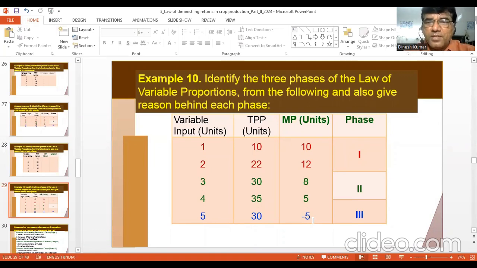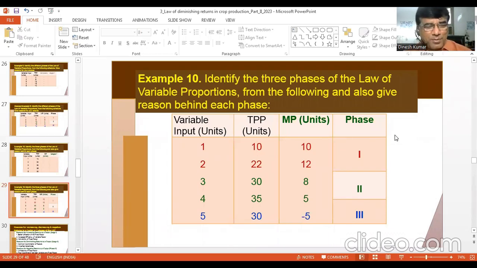Now the question comes: why is it happening? Why is there an increase in MP in stage 1? Why is there a decrease in MP in stage 2? And why has it become negative in stage 3? So in your opinion, what would be the reasons for this kind of differential behavior of MP? Sir, the ratio of fixed resource and variable resource. Good. This is just a very small answer.